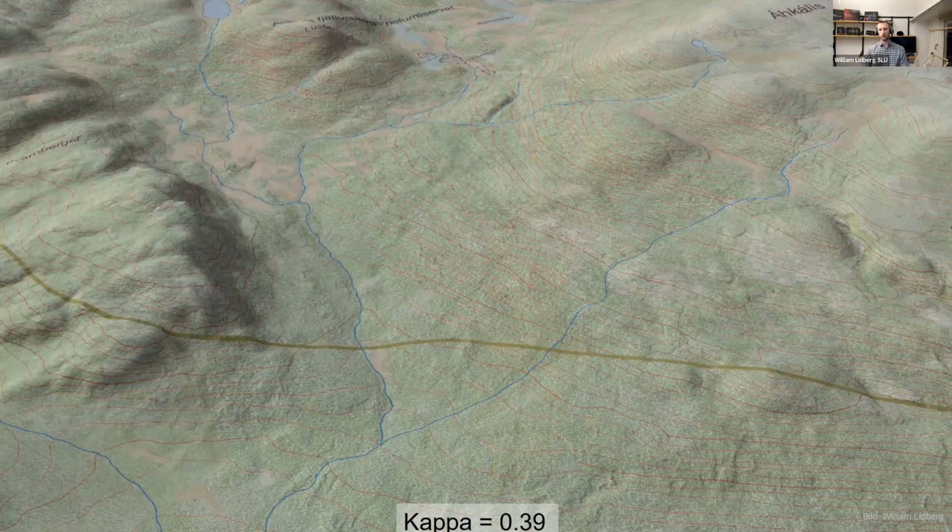So if we compare the accuracy of the traditional map, we used something called kappa. It's a value ranging from 0 to 1, where 0 is more or less no agreement with reality, and 1 is a perfect agreement with reality. So the traditional topographical map has a kappa value of 0.4-ish.